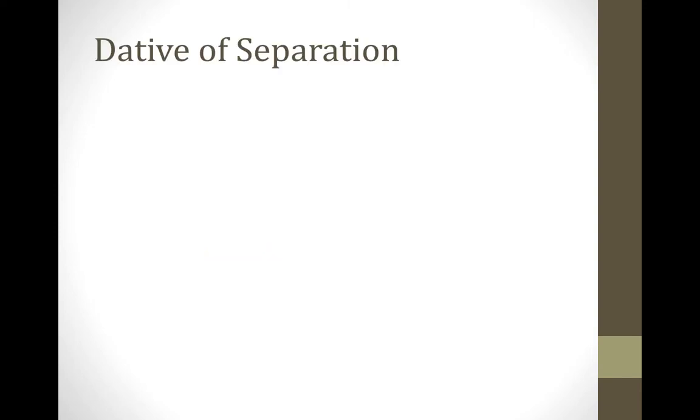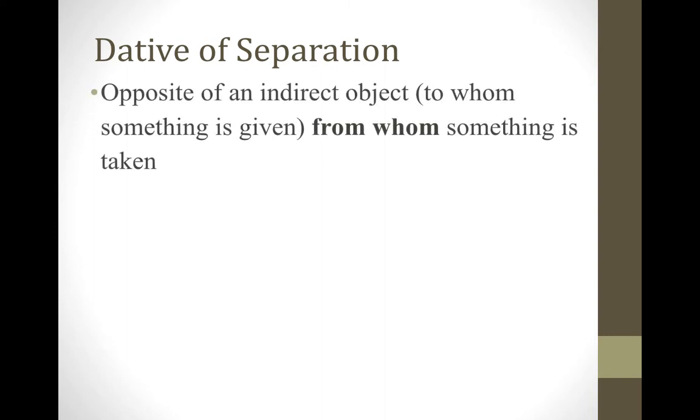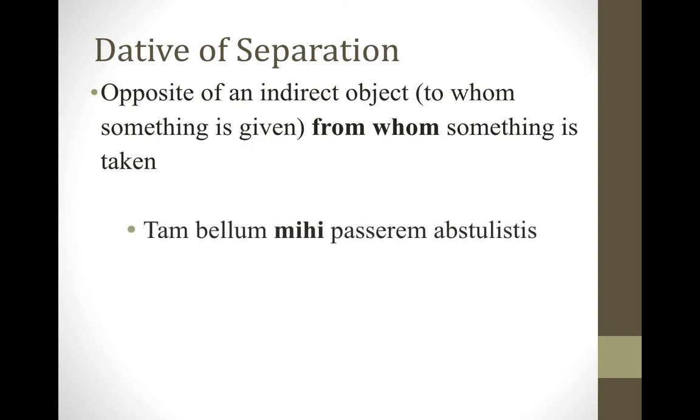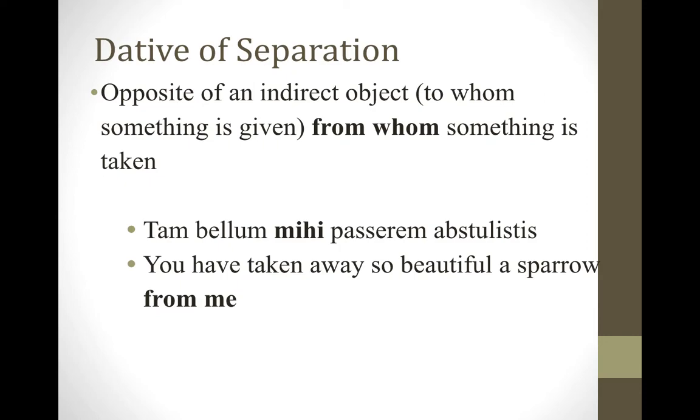The first one is the dative of separation. We're used to seeing the dative case used as an indirect object, basically being to whom something is given. Now, the dative of separation is the exact opposite of that. This is from whom something is being taken. So instead of to whom, we're talking from whom. We have an example here from Catullus's poetry: Tam bello mihi passerum abstulistis. You have taken away so beautiful a sparrow from me.